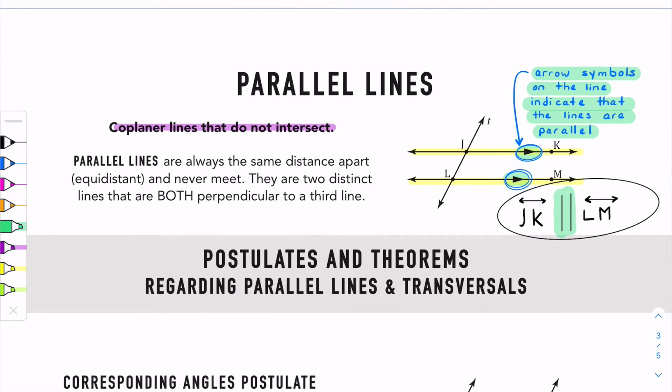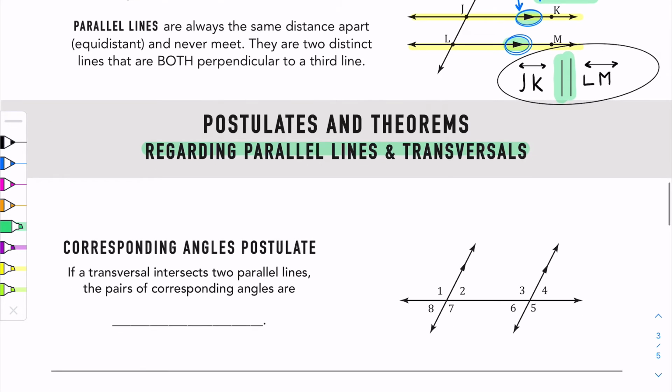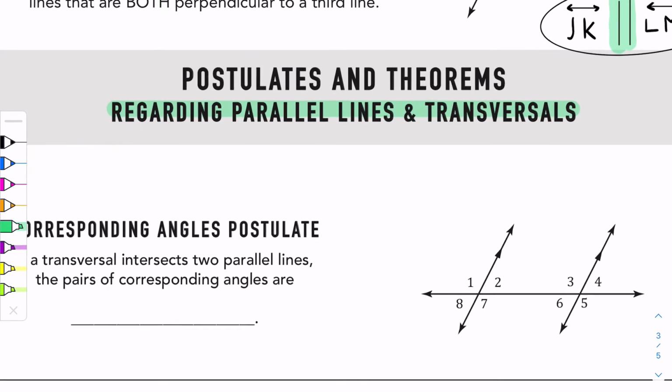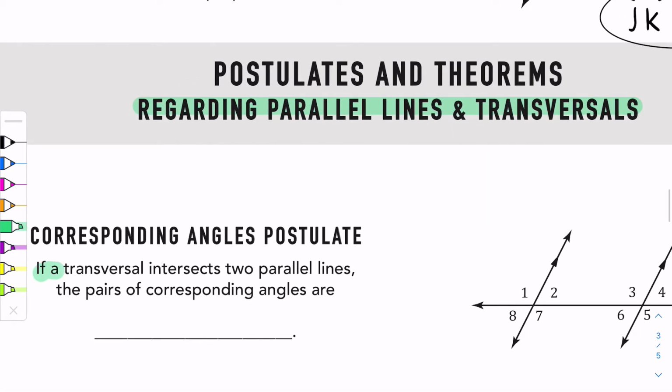Within parallel lines, there are a few postulates and theorems. These postulates and theorems only work on parallel lines. They do not work on lines that are not parallel. So the first postulate is the corresponding angles postulate. And this says that if a transversal intersects two parallel lines, the pairs of corresponding angles are congruent.